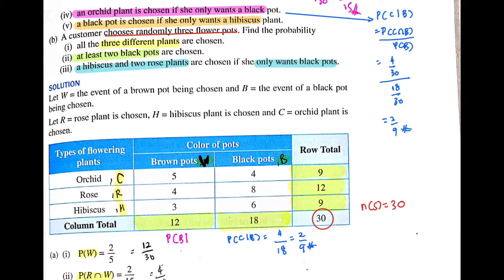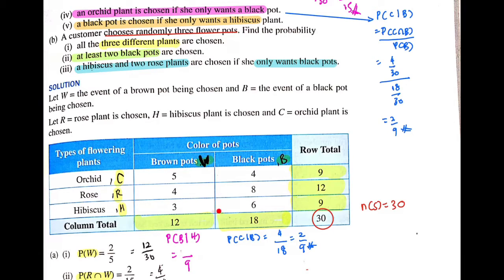B. If she only wants hibiscus. So let's try to use the shortcut way. Just focus on hibiscus because hibiscus is the first event. So now only focus on hibiscus. So now your number of sample space will be 9.